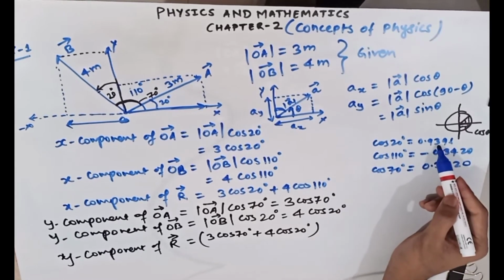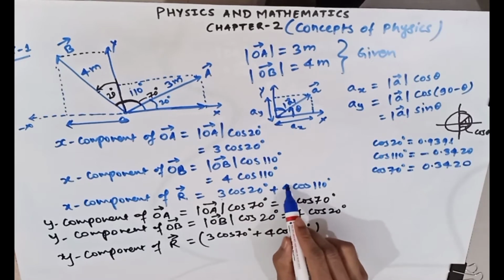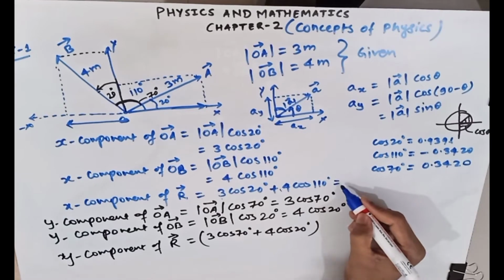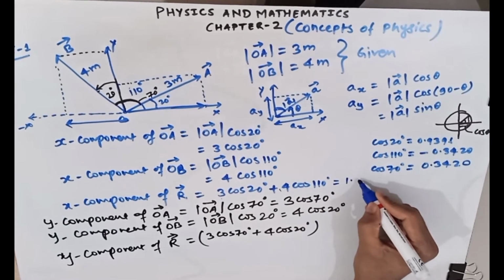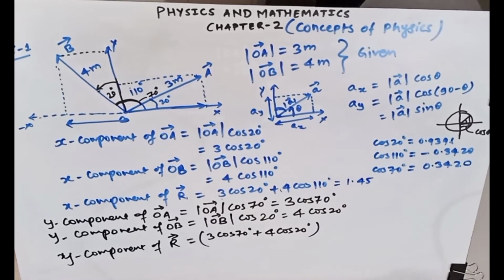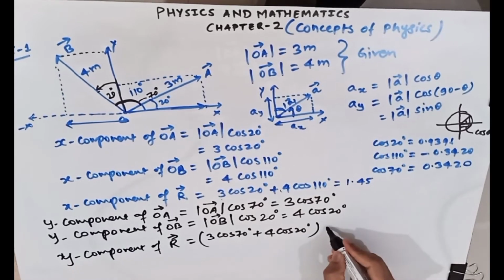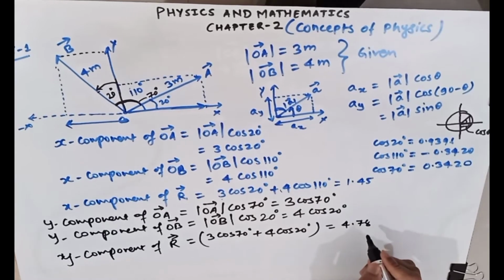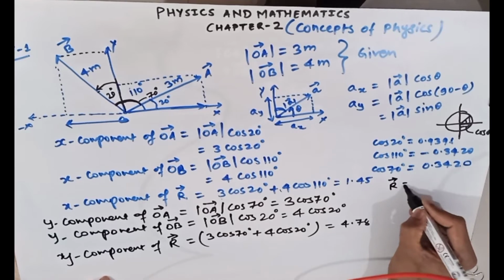So if we put the value of cos 20 degree here, multiply with 3 and then sum, and then again multiply 4 with cos 110 degrees, the value which we will be getting here will be 1.45. Okay, and similarly if we put the value of cos 70 degree here and the cos 20 degree value here, we would be getting 4.78, right?